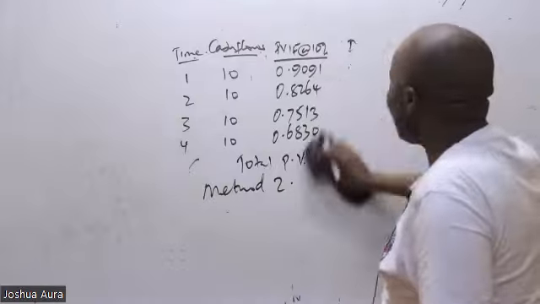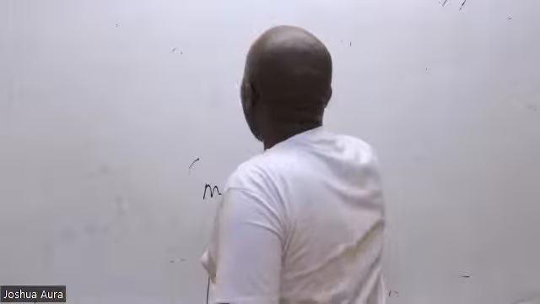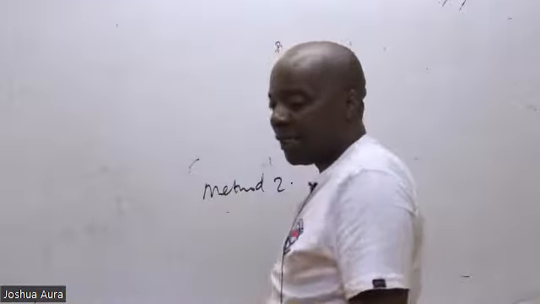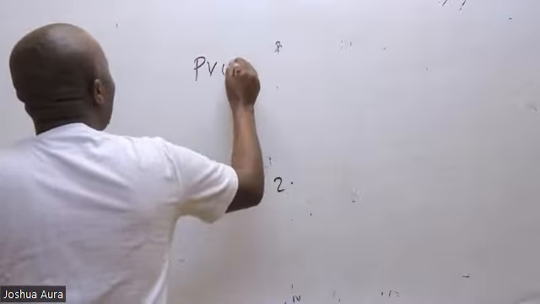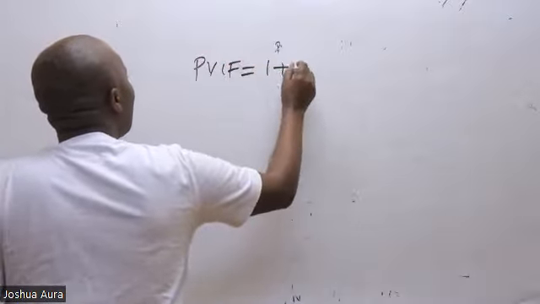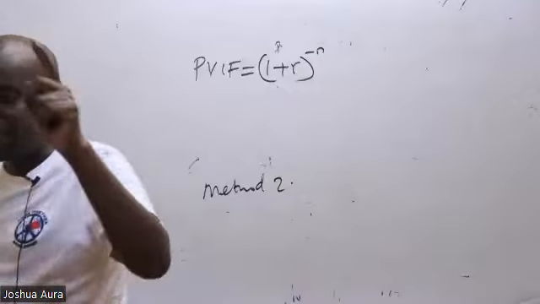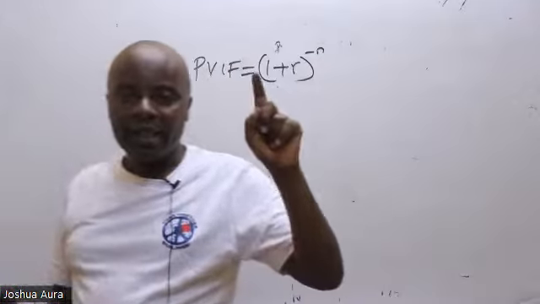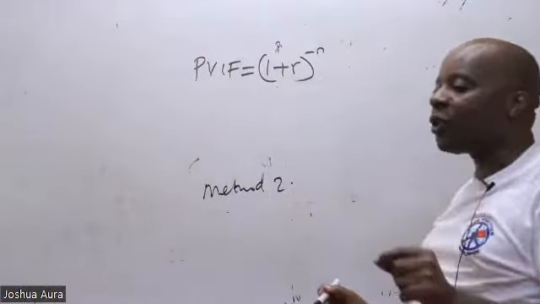How does method number 2 apply? Remember when we began this topic, we said we have got two formulas. We have the first formula, which is PVIF, which is 1 plus R raised to negative N. These are formulas that I shall never forget. PVIF is 1 plus R raised to negative N.